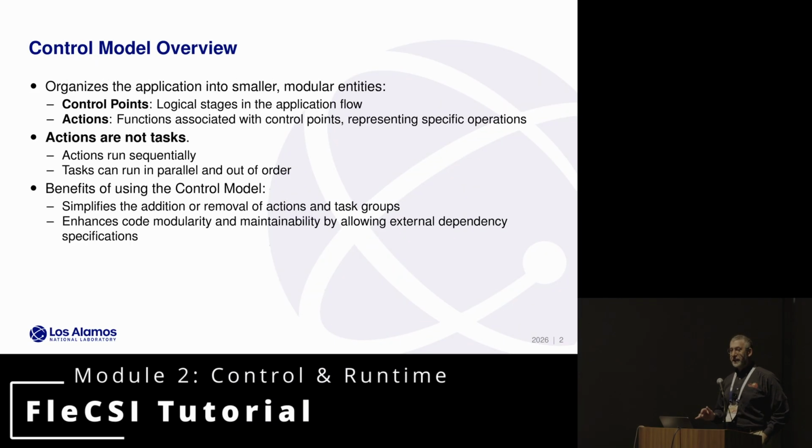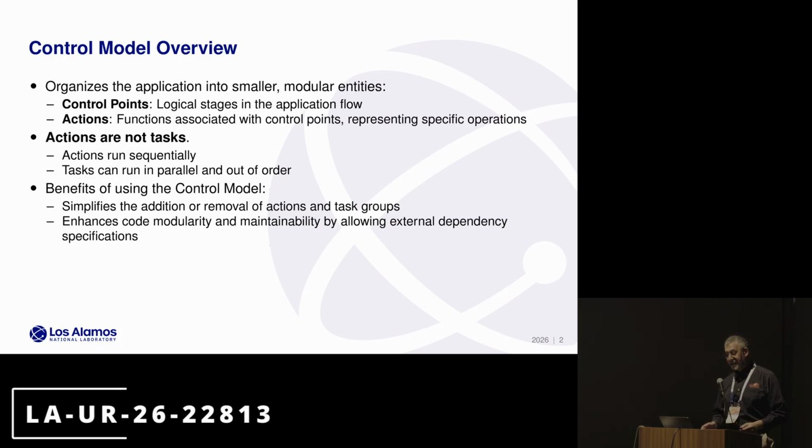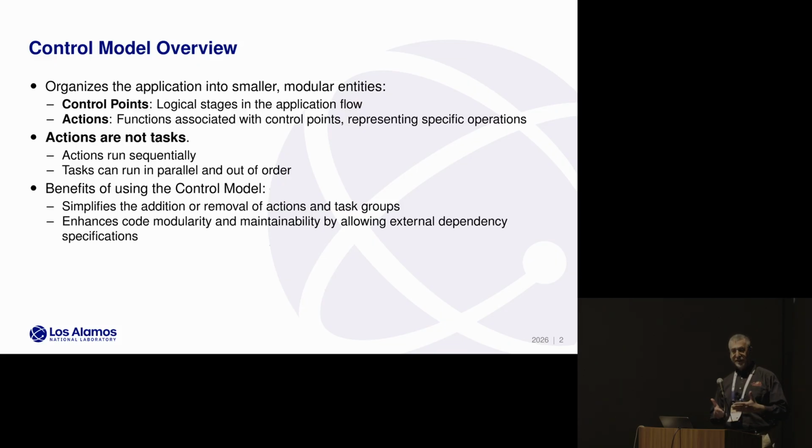The control model is a way of structuring an application into smaller modular entities. The key components of it are control points, which are named stages in the application flow. And then each of those stages can have functions associated with it, which are called actions. At this point, we're still talking sequential structure. So this is the sequential backbone of a parallel application.